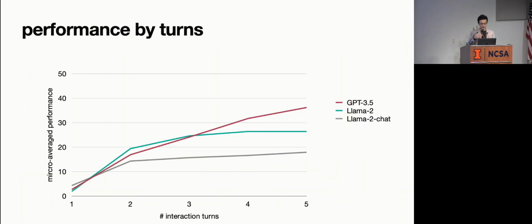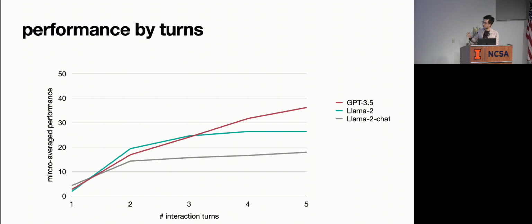So when we break down the performance by the number of turns of interaction, things become slightly more interesting. The way to read this figure is that each point is the micro average performance under the budget on the number of turns, which is depicted on the x-axis. Basically, if I give you 3 turns, for example, what's the best you can do?